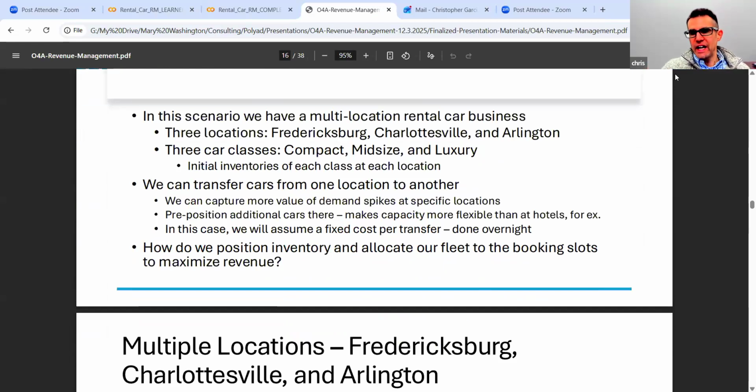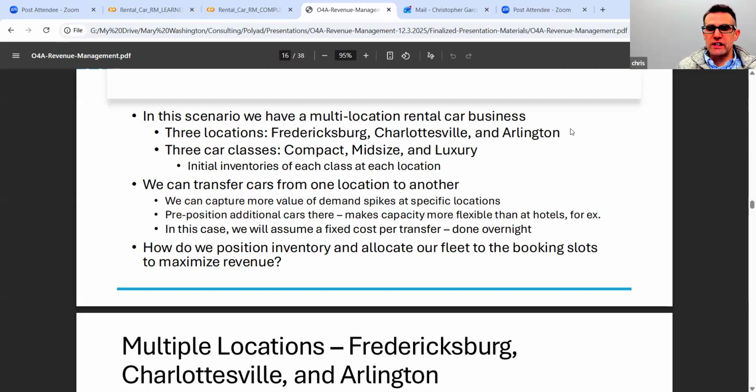This isn't typically how cars would be transferred, but this gets into what I mentioned earlier, that in the rental car industry, we have some flexibility with our capacity. How does that actually work? We're going to see how we use our capacity a little more flexibly in this scenario. So we're going to have a multi-location rental car business. Instead of just one single location, we're going to have locations in 3 different cities in Virginia, which is on the east coast of the U.S.: Fredericksburg, Charlottesville, and Arlington.